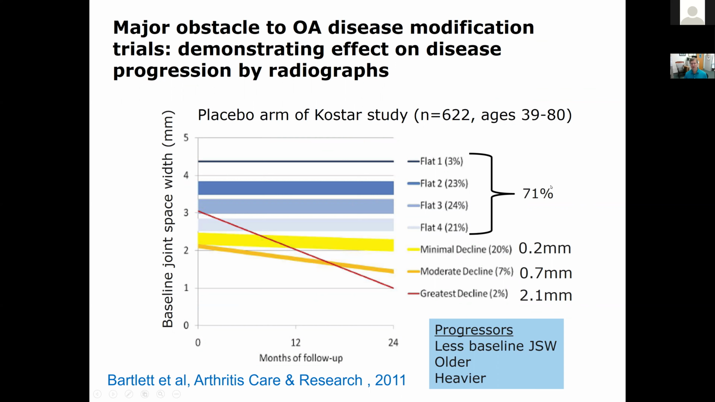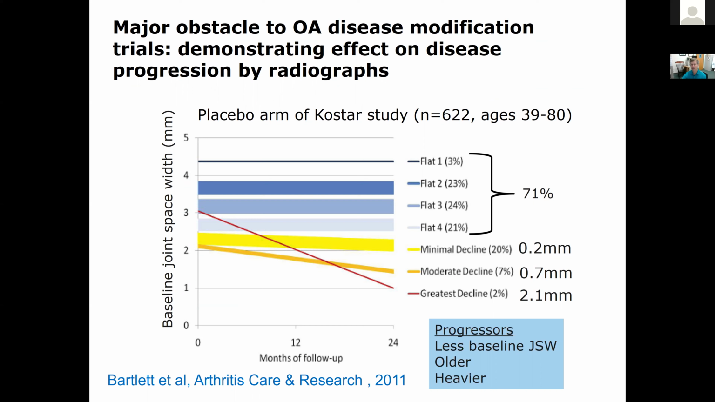So if this is your placebo arm and your intervention is trying to show a reduction in joint space width over 24 months or 2 years, and a very small number of people progress, well, then you're never going to be able to see that, even in a study that had over 2,000 individuals.